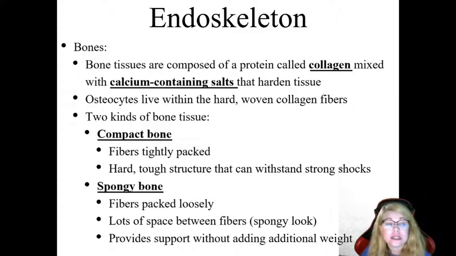All right, continuing with bones, bone tissues are composed of a protein called collagen, mixed with a calcium-containing salt that hardens the tissue. You may have heard of collagen before. It's a pretty big buzzword right now in the health and fitness industry and the skincare industry because you need collagen for your skin, hair, and nails. It's kind of a gimmicky buzzword thing that every supplement and hair care product on the line is promoting. But it's also an important part of your bone. And that combined with these calcium containing salts is what makes your bone really hard and a protective surface.